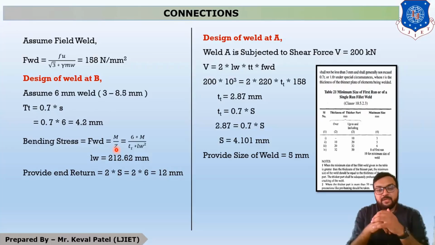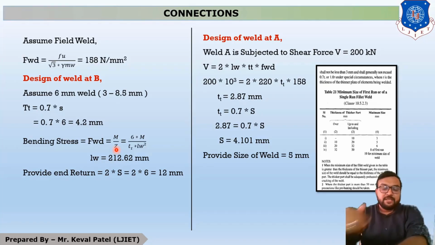Now our plate having a width of LW and thickness of T, so for BD square by 6 our Z term is TT into LW square by 6. So after putting the value of Z equal to TT into LW square by 6, our equation will be like this. Now 6 is constant, M is 10 into 10 raised to 6, TT means 4.2, then we have to find out our value of LW, because our FWD is 158.